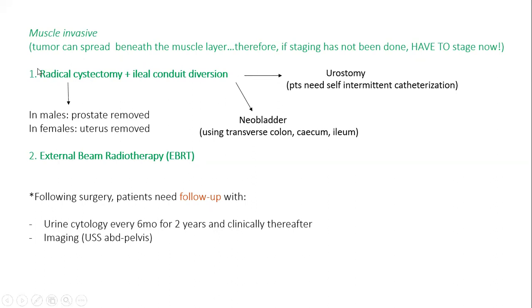Okay, so once you do radical cystectomy, you have to follow them up with urine cytology every 6 months for 2 years. And clinically, depending on the clinical progression, you can decide on the frequency later on. And you can do imaging, again, similar to renal cell carcinoma, to check for the recurrence of tumor.